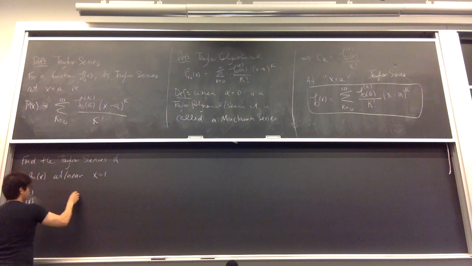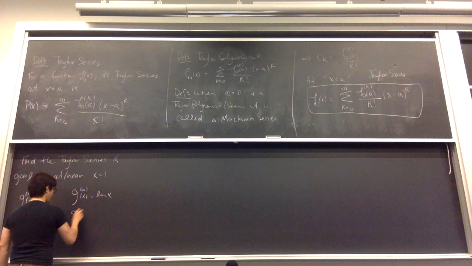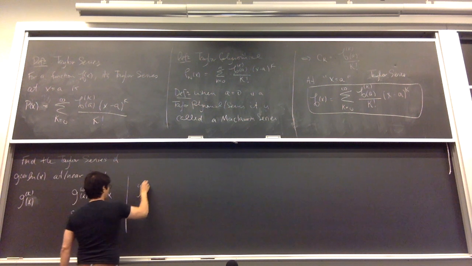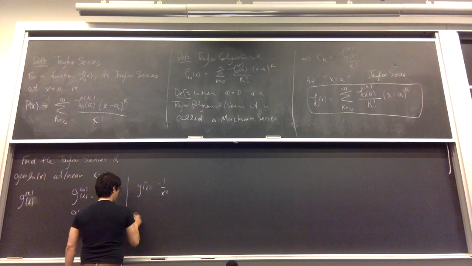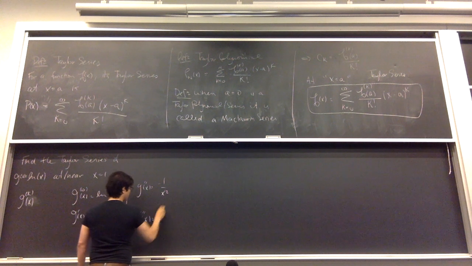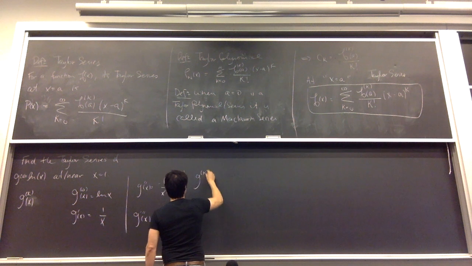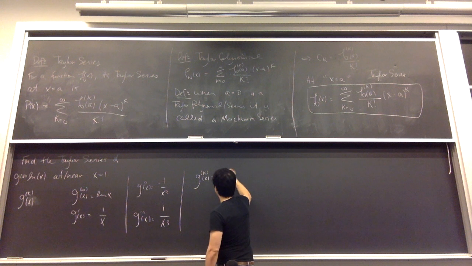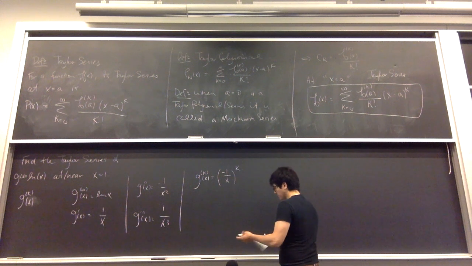Okay, so what is the 0th derivative of g? It is ln x. The first is what? 1 over x. The second is minus 1 over x squared. The third is 1 over x cubed. The kth is equal to minus 1 over x to the power of k. Or am I off by a sign? No? That should work. Okay, so we have that.